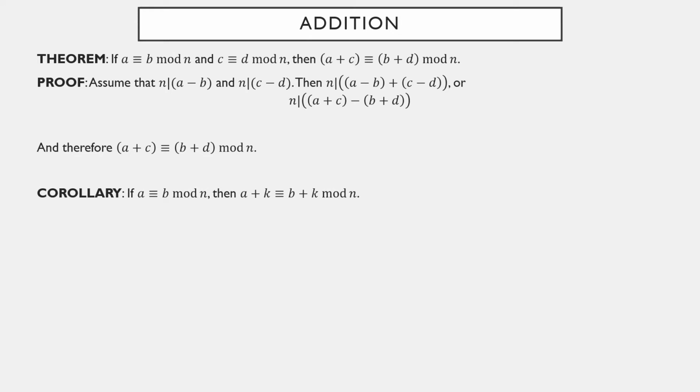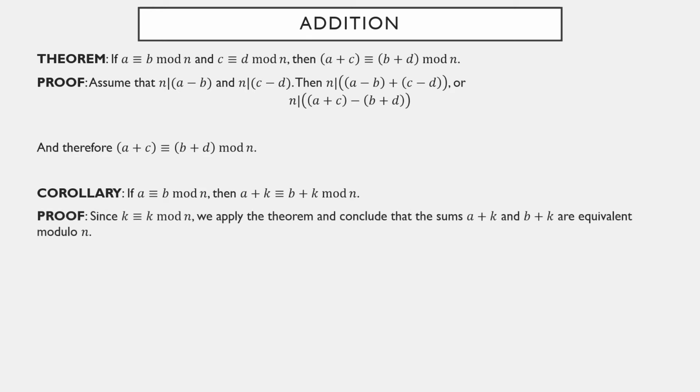And we have similar corollaries to the last slide. I can add the same constant to both sides. K is equivalent to itself, so just like last time when we multiplied these two, now I can add them, and I get A + K is equivalent to B + K. So assuming A was equivalent to B to begin with, you can add the same number to both sides and they remain equivalent.